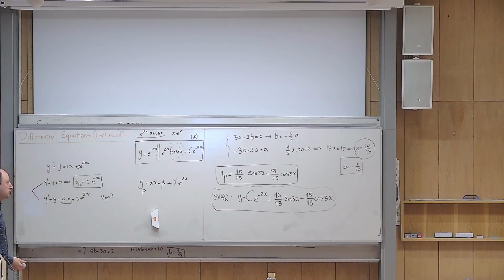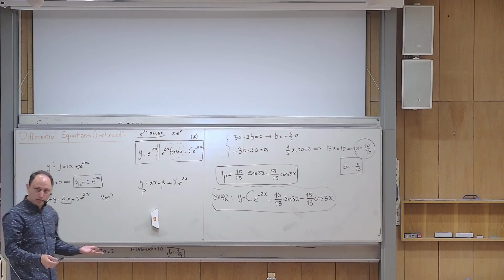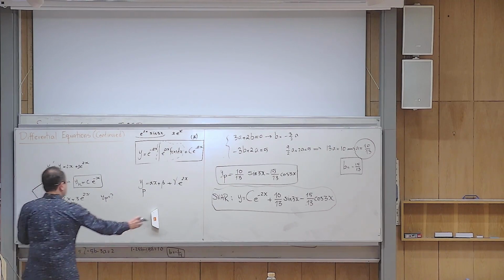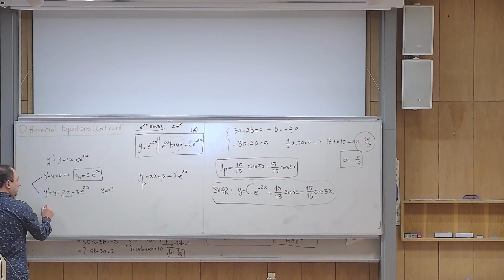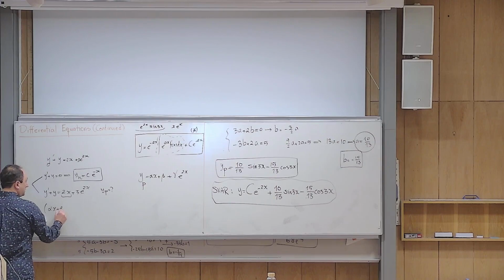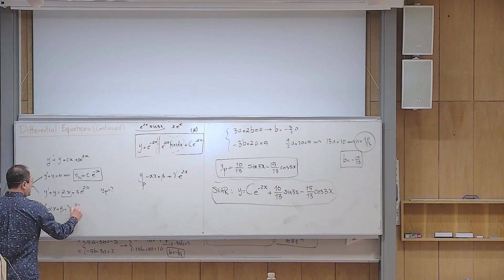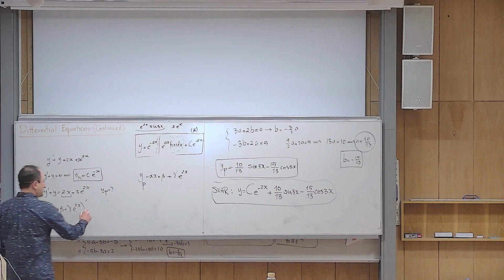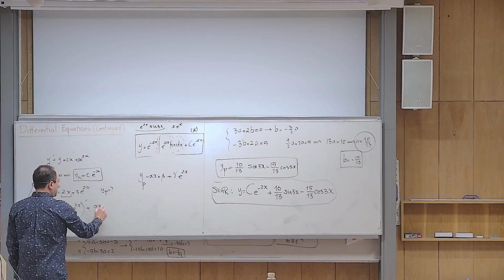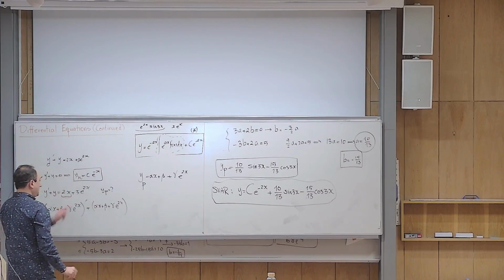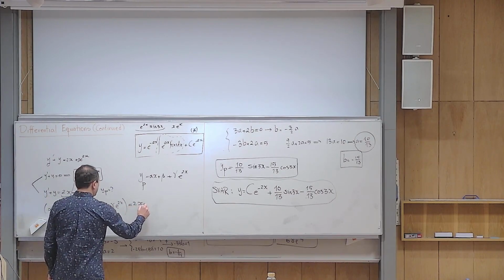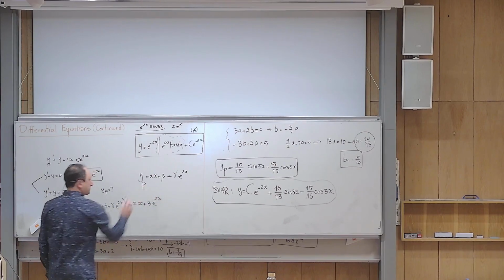So let us see if it works or not. You don't need the best guess. You need one guess which works. That's the whole point of the particular solution. If I put it here, what happens? This becomes alpha x plus beta plus gamma e to the power of 2x, prime. And then instead of y, I have to repeat everything: alpha x plus beta plus gamma e to the power of 2x. And then on the right-hand side, it becomes x plus e to the power of 2x.